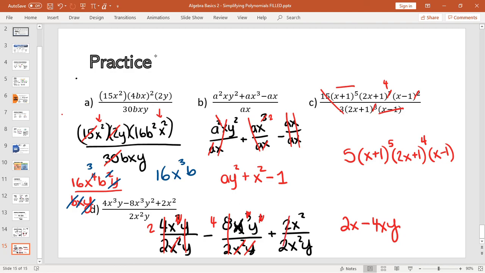2 over 2 is 1. x squared over x squared, those are the same, so they can cancel. And then I'm left with a y on the bottom, so that just looks like 1 over y. And you're done. That's it for simplification. Thanks for sticking with me.